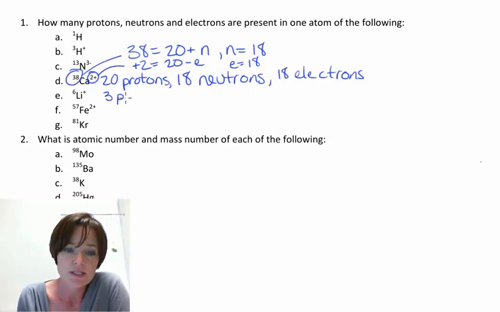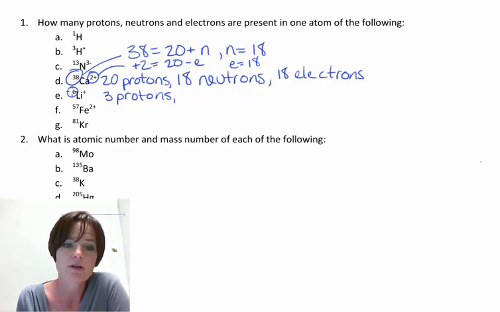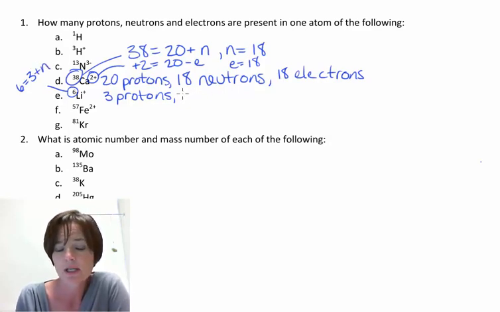So we've got 3 protons here. We would use the mass number here to figure out the number of neutrons. So we know that 6 is equal to P, which is 3, plus N. So N is going to be equal to 3. So we have 3 neutrons.